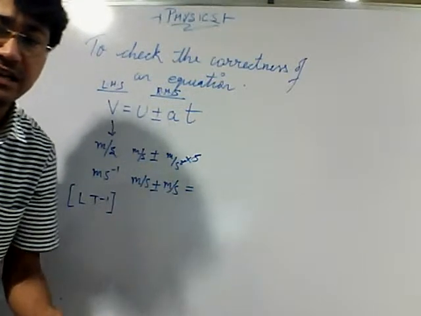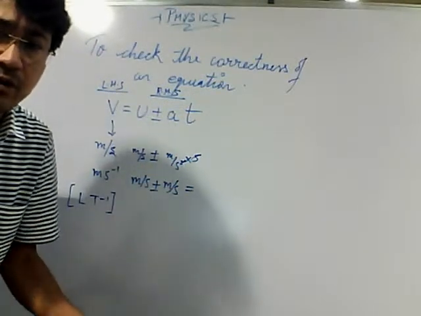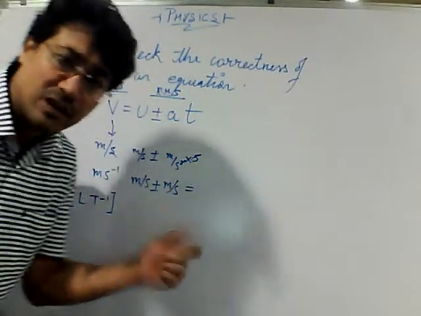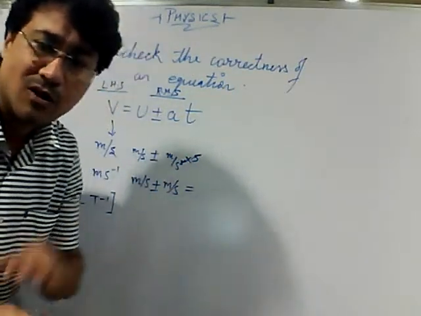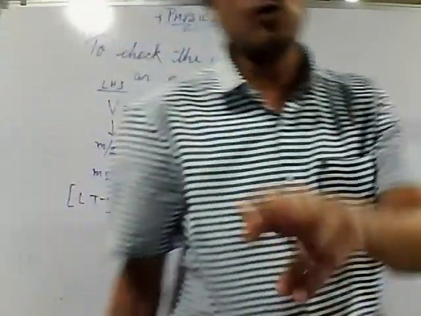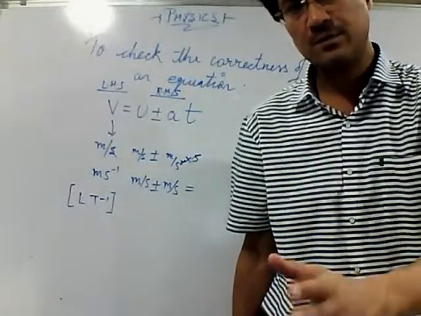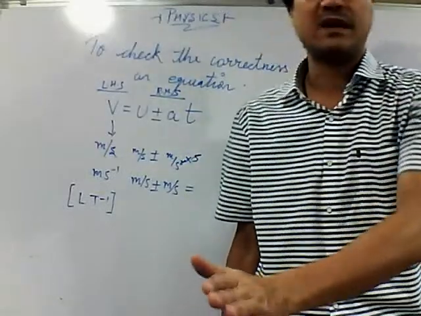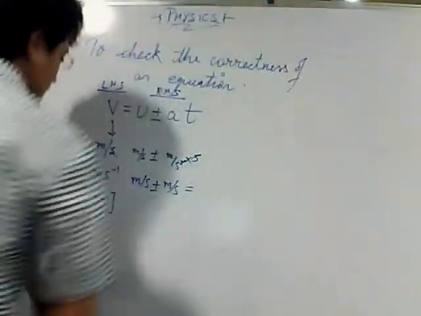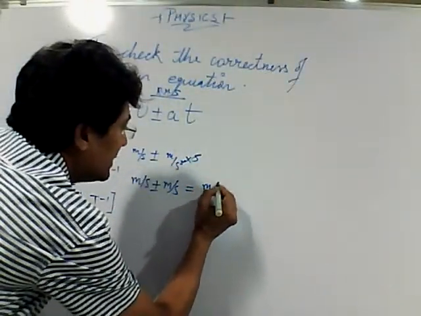Now, meters per second plus minus meters per second would be what? Meters per second only. Whatever amount you get, the unit will be meters per second. See, 4 meters per second minus 2 meters per second results in 2 meters per second. The unit remains the same. So now I can write here, it would again be meters per second.